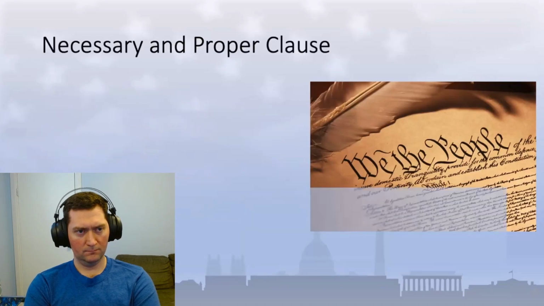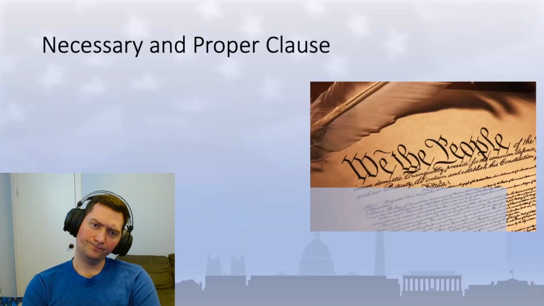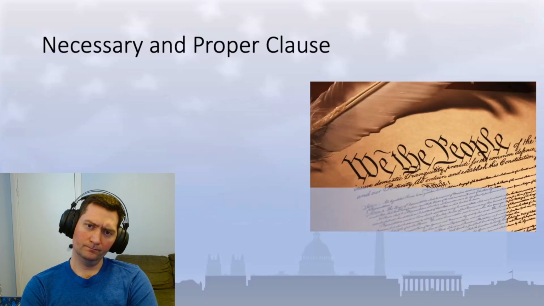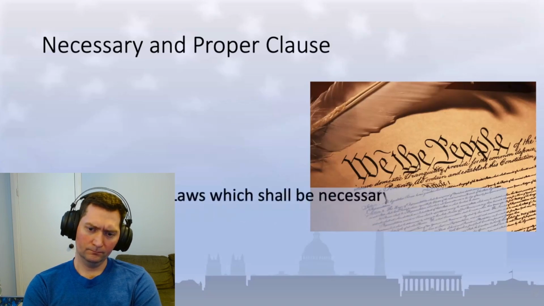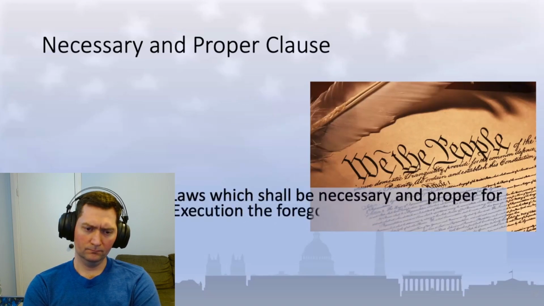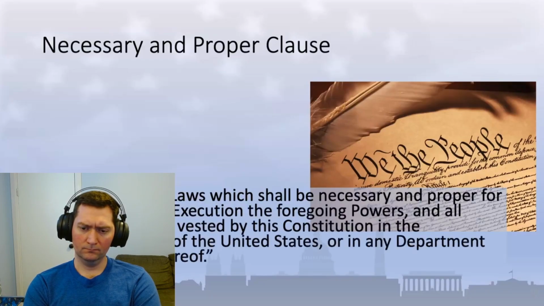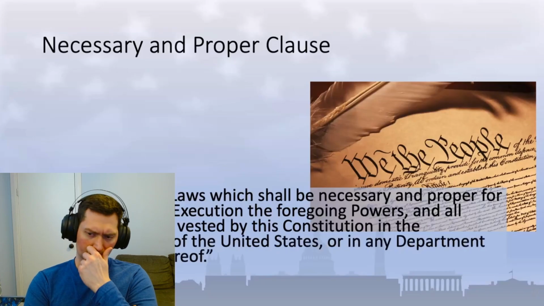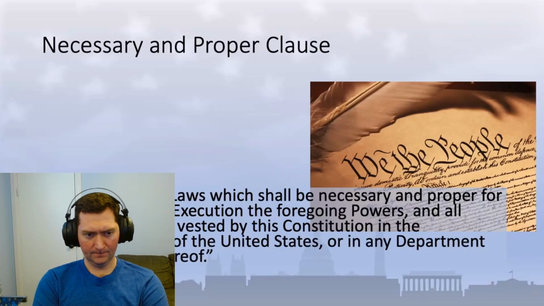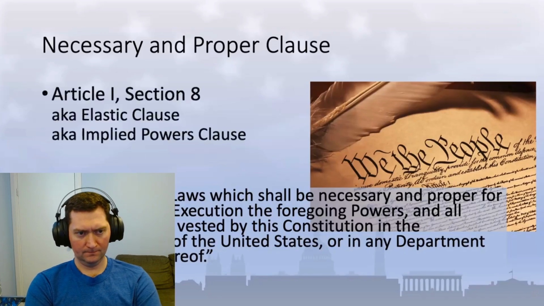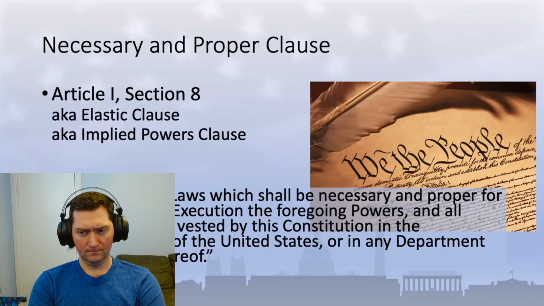The same article also includes the provision that grants Congress the express power to make all laws which shall be necessary and proper for carrying into execution the foregoing powers and all other powers vested by this Constitution in the government of the United States or in any department or officer thereof. This is often referred to as the Elastic Clause or the Implied Powers Clause because it grants the government powers not specifically enumerated but necessary to govern.